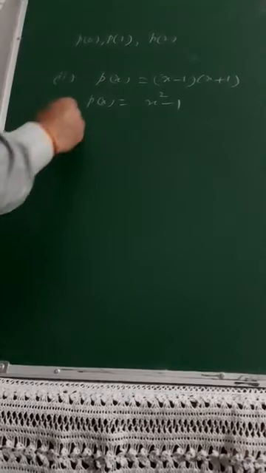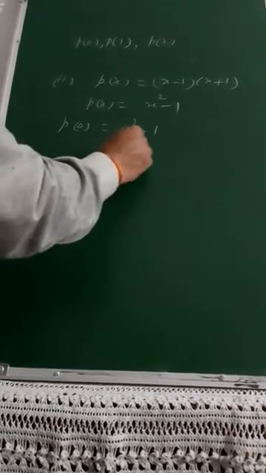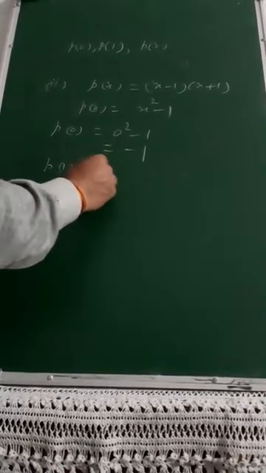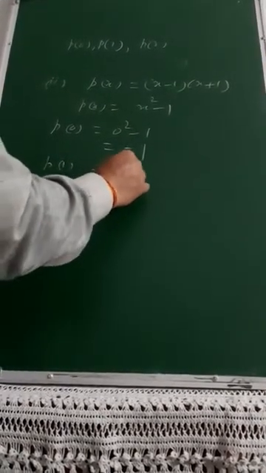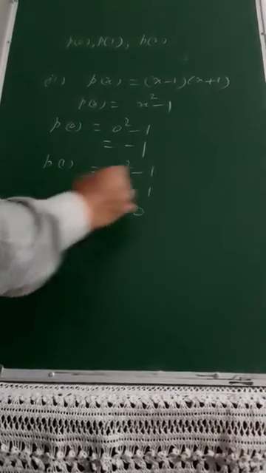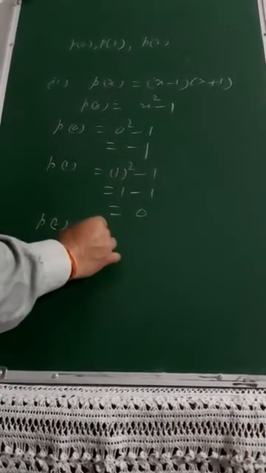Then you find turn-wise: p(0) means 0 square minus 1, which is equal to minus 1. Then p(1) is equal to what? 1 square minus 1, that is 1 minus 1, which is equal to 0. And finally p(2), that is equal to what?